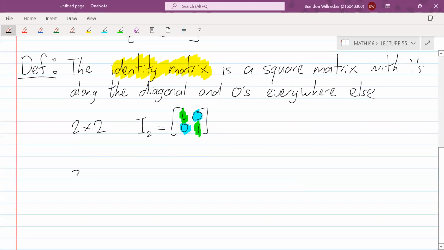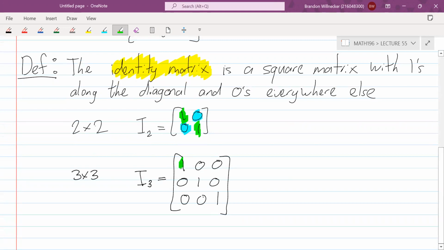We can look at a 3 by 3 identity matrix, and we call that I3. So this is going to look like 1, 0, 0, 0, 1, 0, 0, 0, 1.